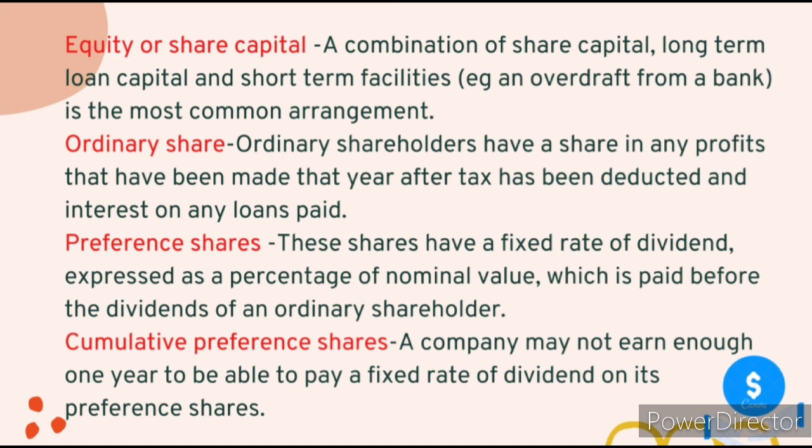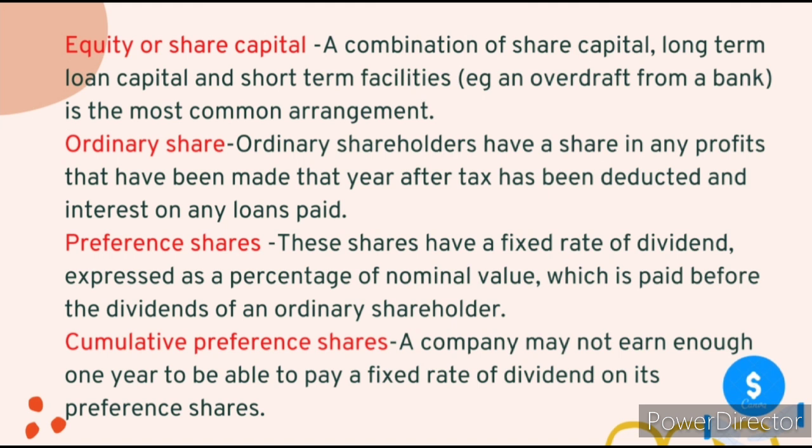Next is ordinary share. Ordinary shareholders have a share in any profits that have been made that year after tax has been deducted and interest on any loans paid. If the directors agree, the shareholders are paid a share in the profit in the form of a dividend. A dividend is simply the sum of money payable to a shareholder.